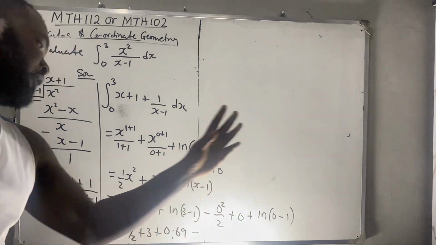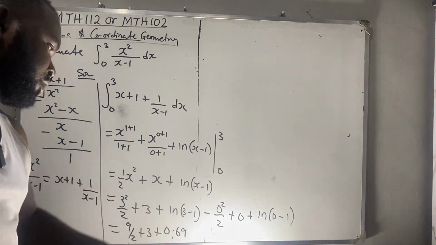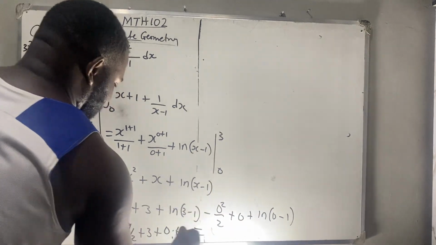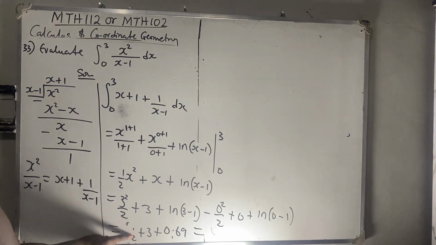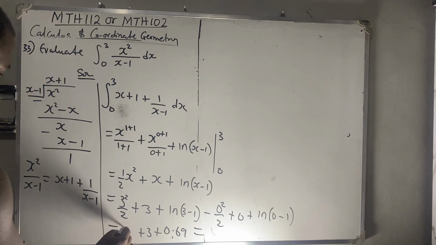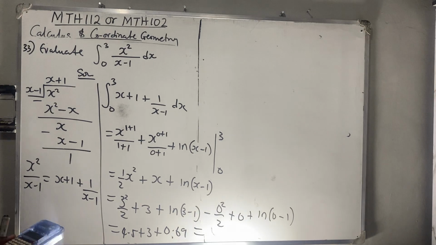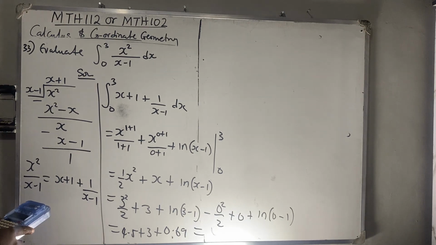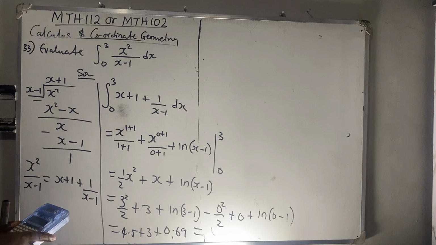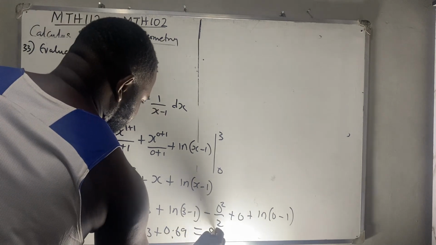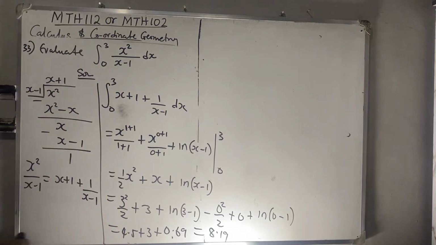So that side is gone, and I'm left with just these ones now. 9 over 2 is 4.5. So adding everything together, you have 4.5 plus 3 plus 0.69, which gives 8.19 as the result.